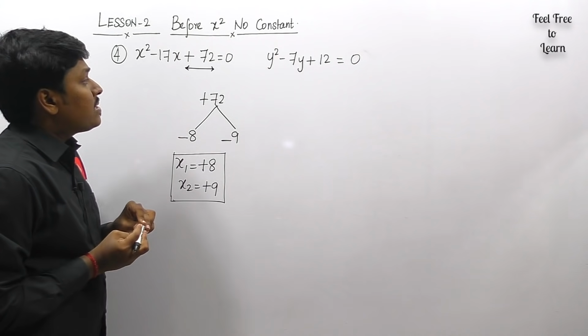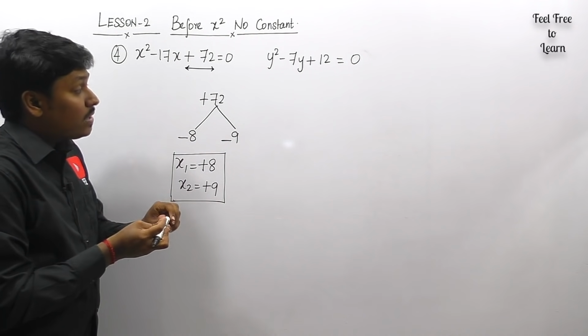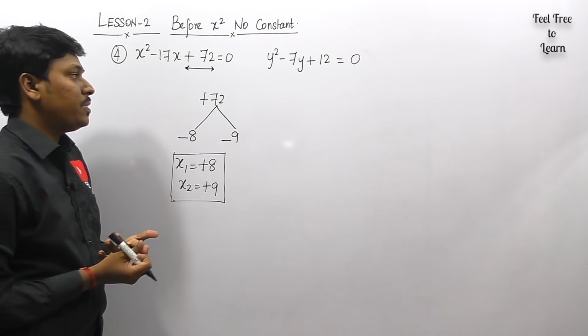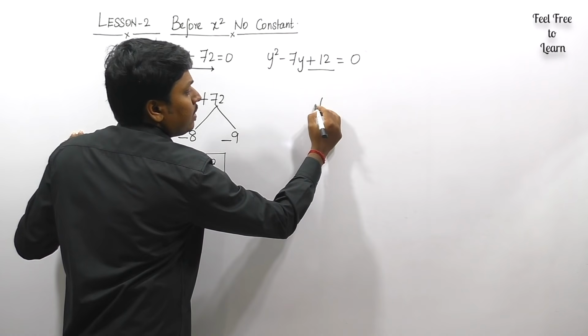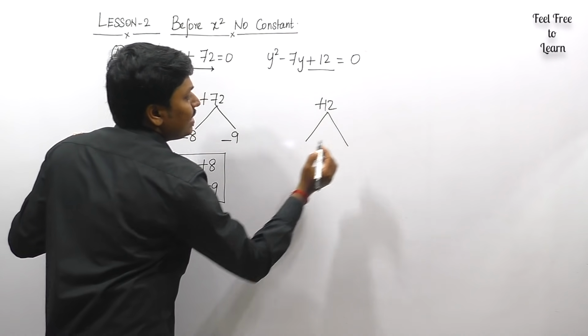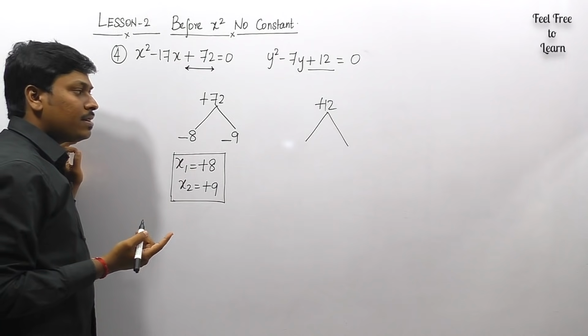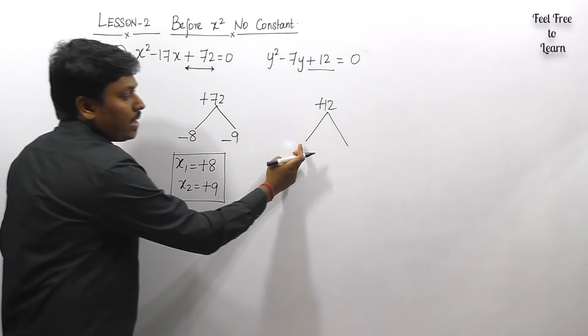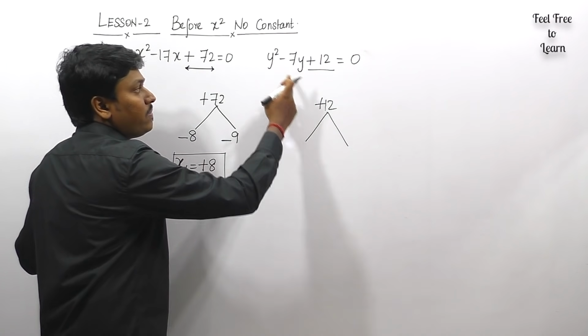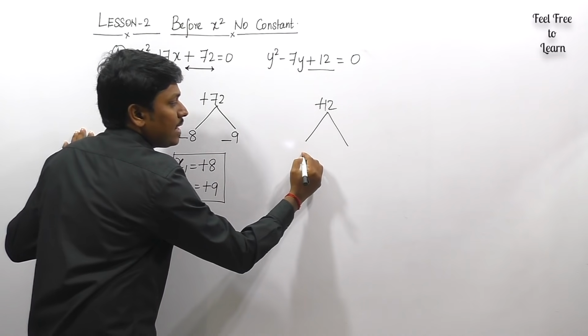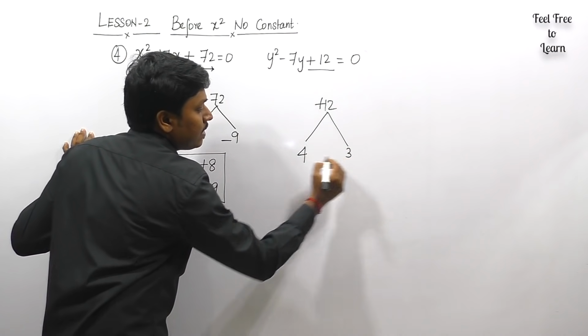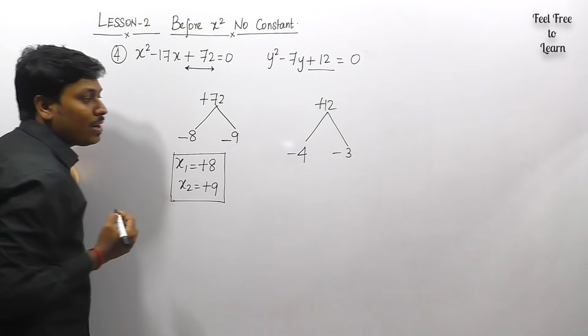The second expression is y square minus 7y plus 12 is equal to 0. Here it is plus 12. I think this 12 can be taken as 4 into 3 is 12, 6 into 2 is 12. But when we take 6 into 2, we won't get minus 7. So this can be taken as 4 and 3. Friends, listen carefully: minus 4 and minus 3.